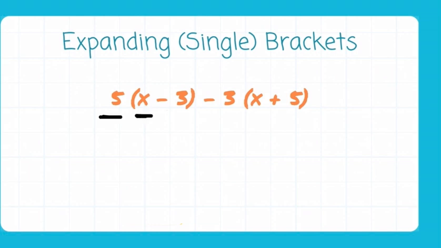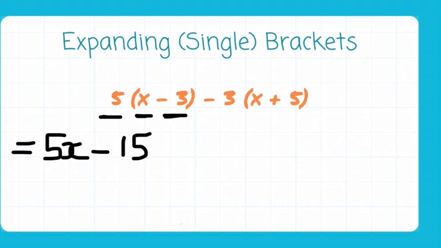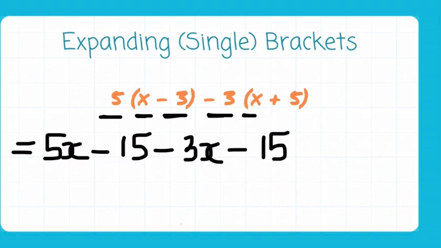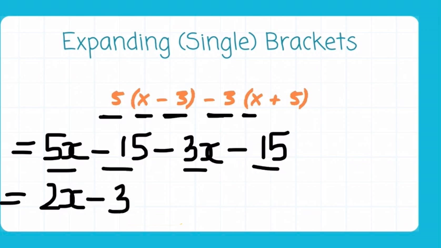We take the 5 and we times it by x. We have 5x. 5 times minus 3 is minus 15. Then we do it all over again. So minus 3 times x is minus 3x. Minus 3 times positive 5 is minus 15. And this can be simplified. So we take the 5x minus the 3x. We have 2x. Minus 15 is minus 30.